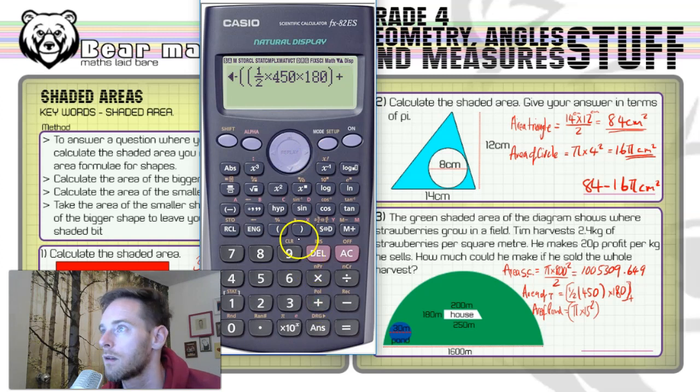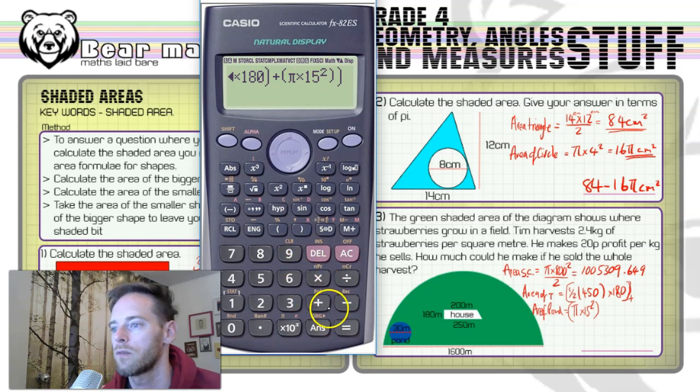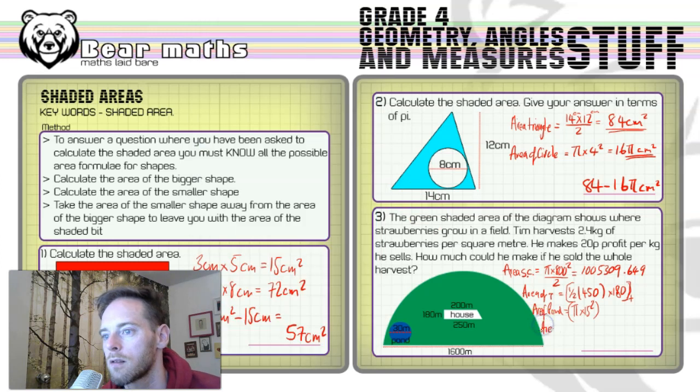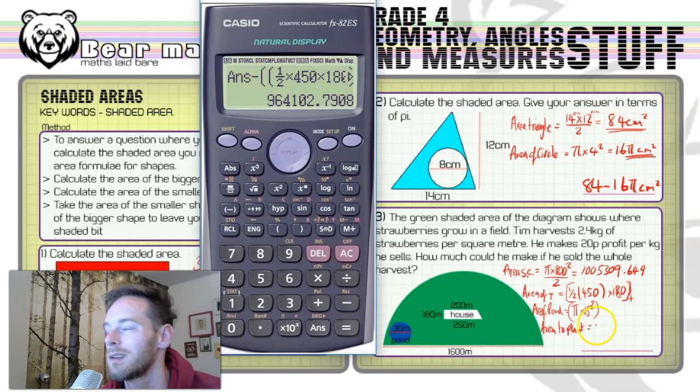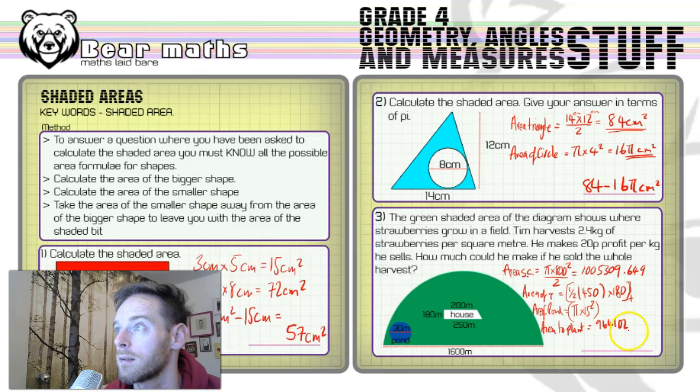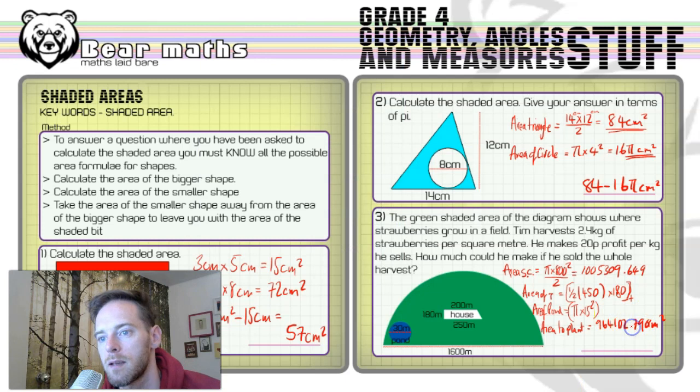All right, going to add the area of the pond, so pi multiplied by 15 squared, close that bracket. So I've got the area of the pond in a bracket, the area of the trapezium in a bracket, adding those two things together. So I wanted to work them out separately. Then I'm going to put that in the bigger brackets because it's taking it all away from the area of the semicircle. Okay, so that is the area of the field, area to plant, equals this massive space here: 964,102.7908 meters squared.